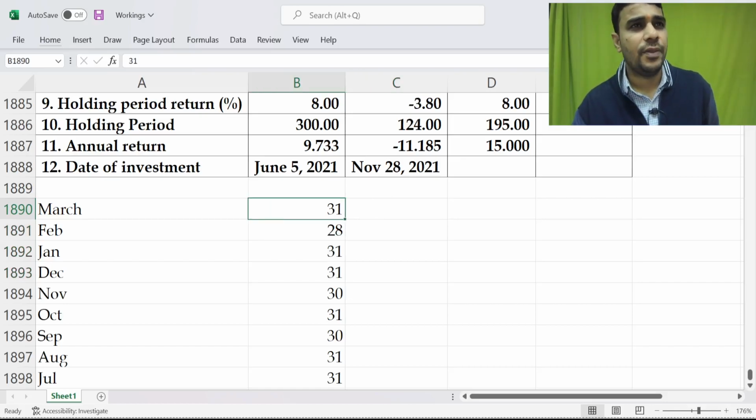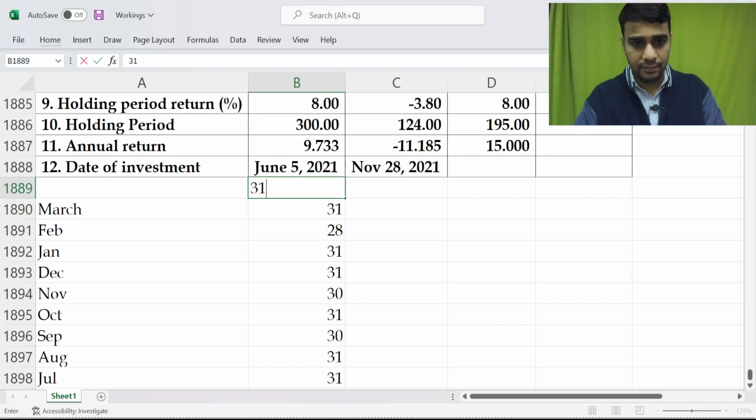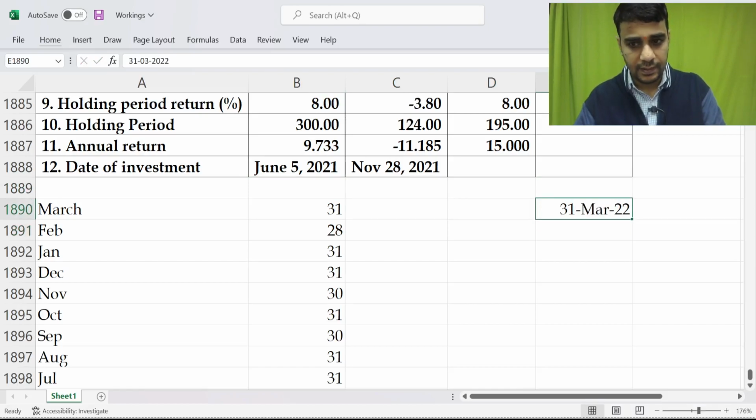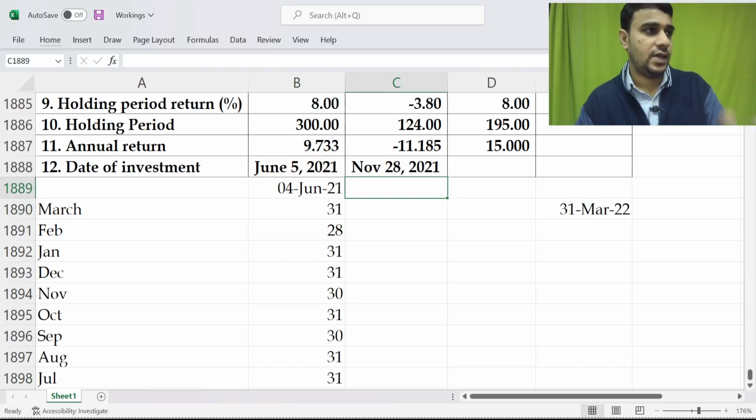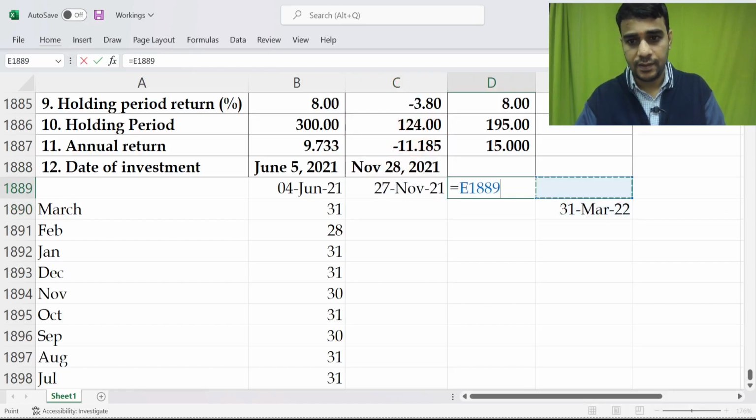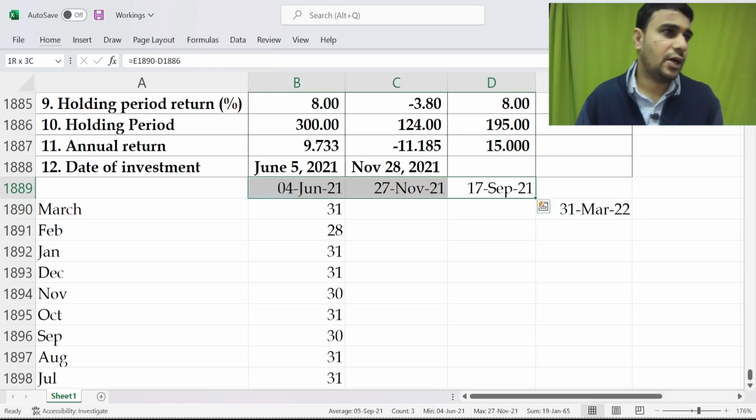I'll not spend much time on this dates part. You can write these dates. In fact, in the practical world, I could have just done this itself. 4th June 2021 is excluding the date of investment. Technically, it's excluding the date of investment.